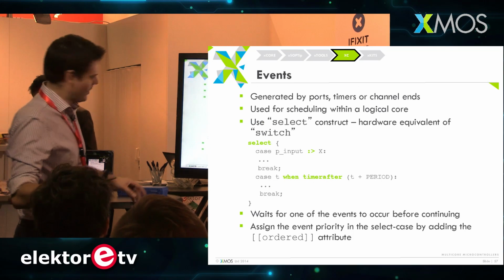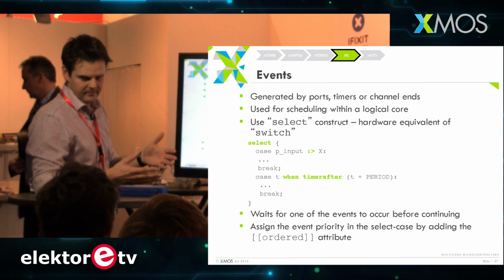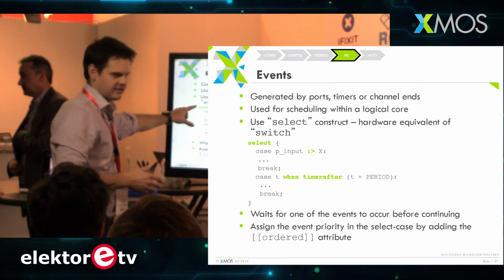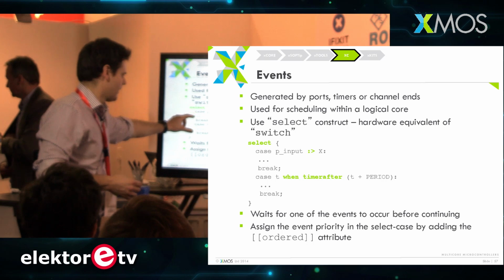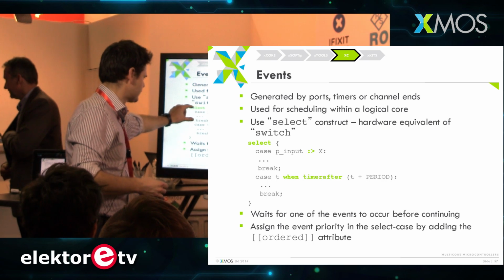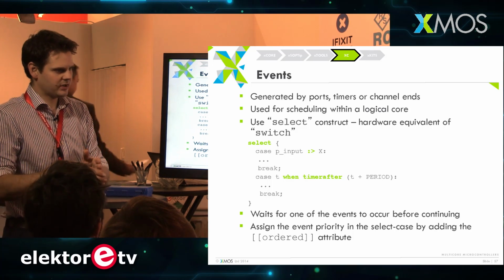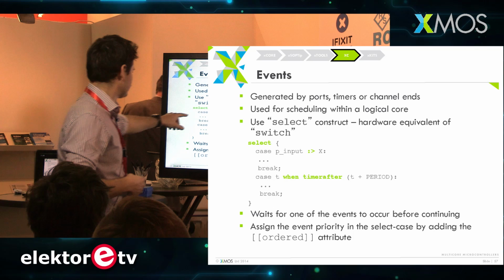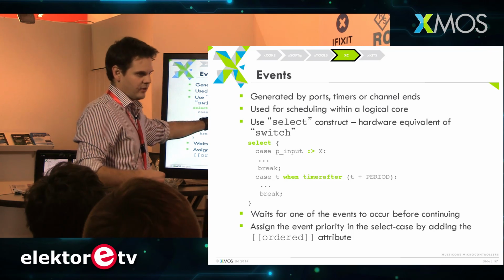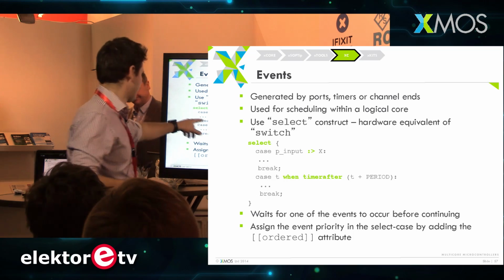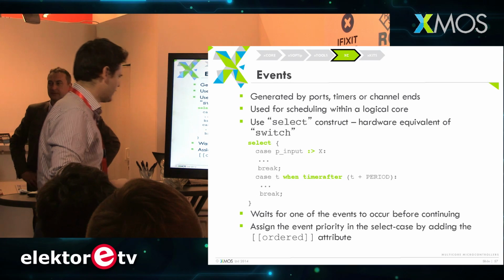And this goes to your question earlier about having multiple events dealt with in the same controller. We use the select statement. So this is like a case statement. So within the select, you define events that you want to track within this core. So for instance, here, p input is a port, and when something arrives on the port, put it in variable x, and then you can have some code to deal with that variable x in whatever manner you need.